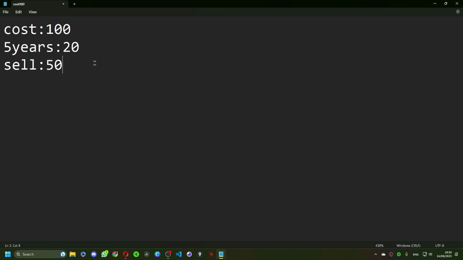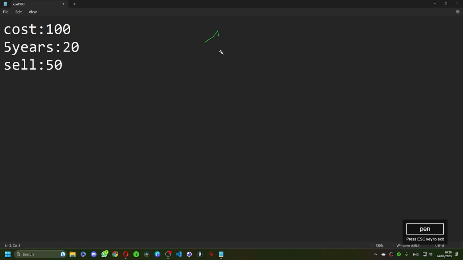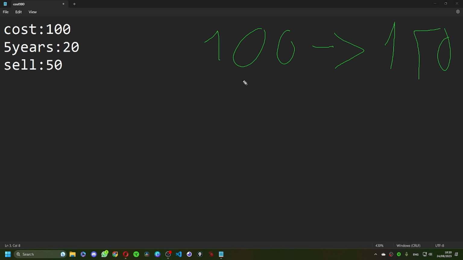Now, let's say that this company was to make $20 a year and you would sell it for 50. Now, you would make, what is that, $150 from that 100 in 5 years. That means you would achieve about an 8%, what is it called, interest rate on your money per year annually, right? Because you went from 100 to 150 in 5 years.